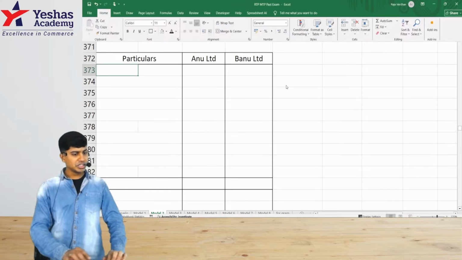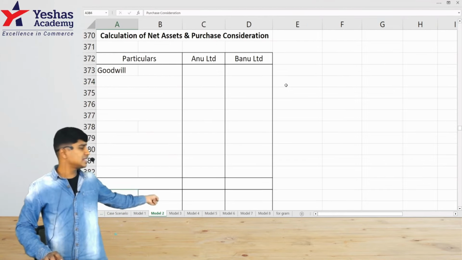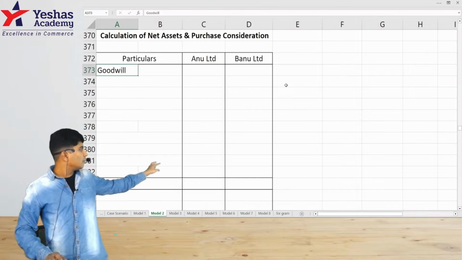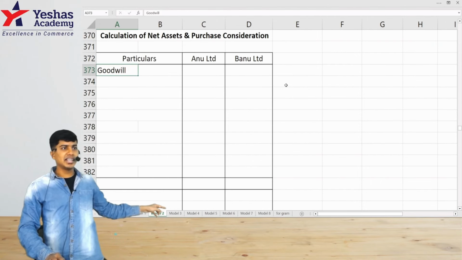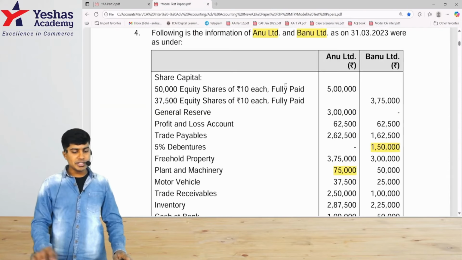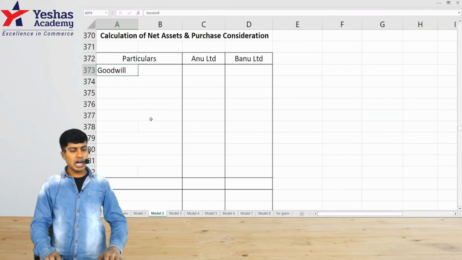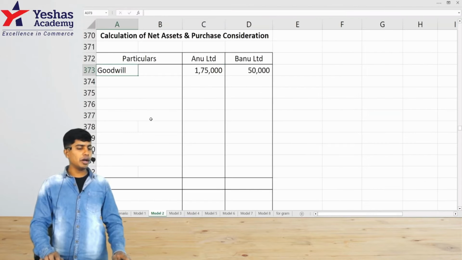I would write goodwill straight because I'm writing goodwill first. What will I get at the end? PC. If I want to find NATO, I will not write goodwill. I'll write every other asset, deduct every other liability, I'll get NATO, then I'll add goodwill. How much is goodwill in this case? 1,75,000 for Anu, 50,000 for Banu.